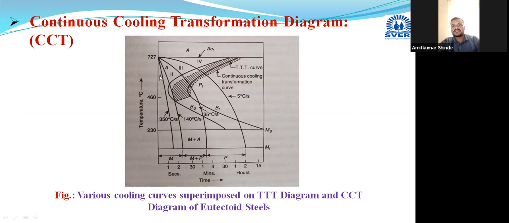The first is the fastest, rapid cooling, hence we will get the martensite phase here. That means we will get the highest hardness with this cooling. Then the second cooling rate just touches the CCT diagram.